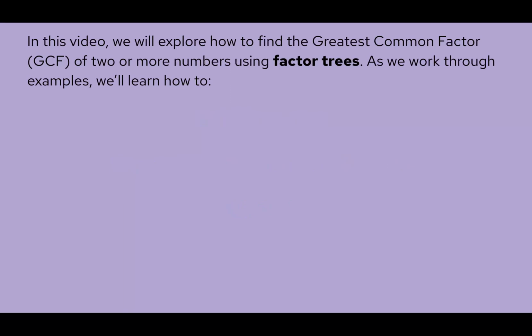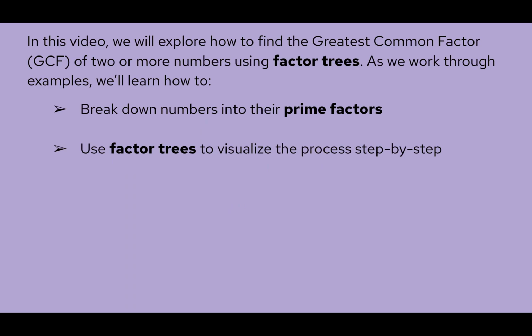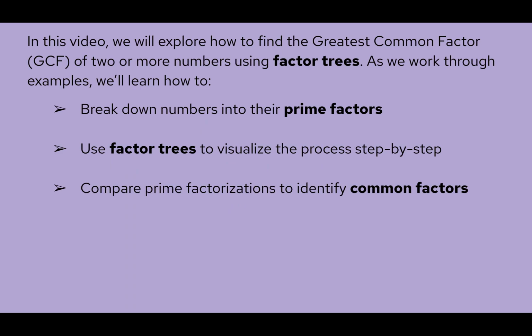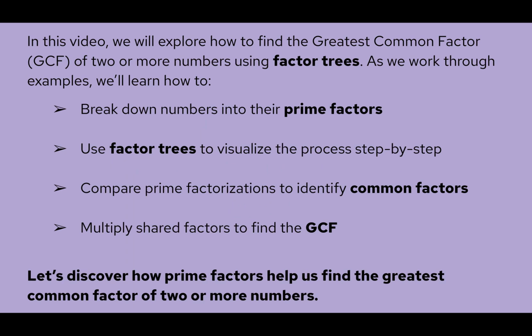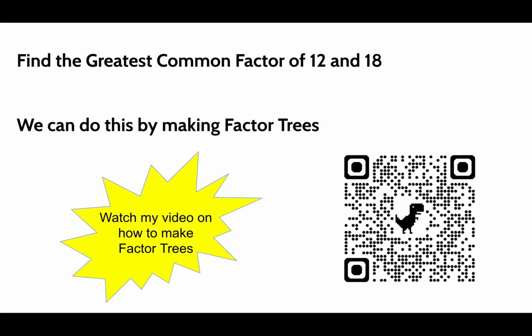So in this video, we will explore how to find the greatest common factor, also known as the GCF, of two or more numbers using factor trees. As we work through examples, we'll learn how to break down numbers into their prime factors, use factor trees to visualize the process step by step, compare prime factorizations to identify common factors, and multiply shared factors to find the GCF. So let's discover how prime factors help us find the greatest common factor of two or more numbers.